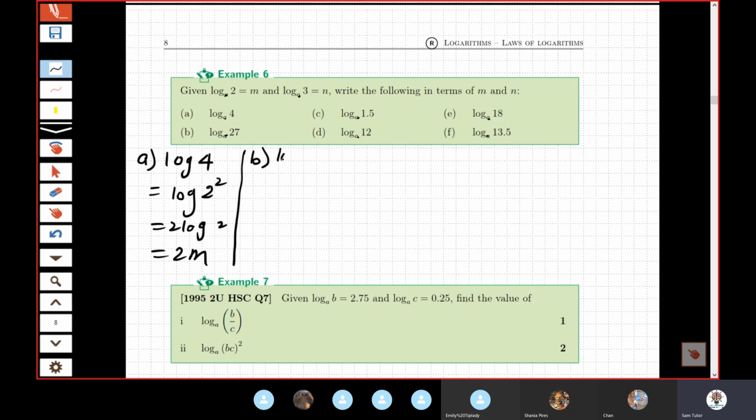B. Who wants to try this one? Log 27. 3 cubed. Equals log 3 cubed. Again, what do we do now? Bring the 3 down. Log 3. What does log 3 equal to? N. And then the answer is 3n. Easy.